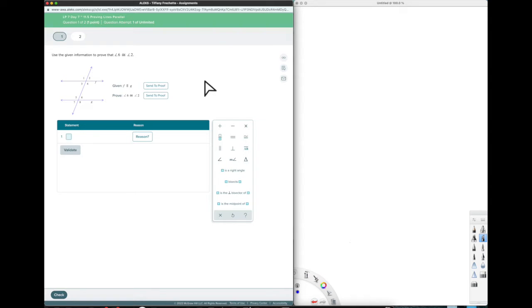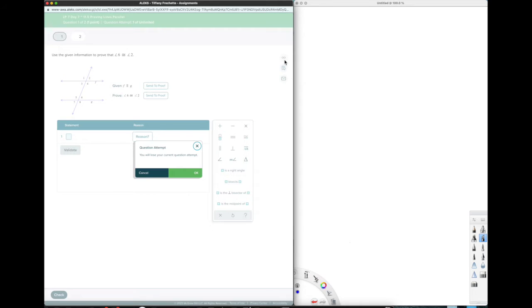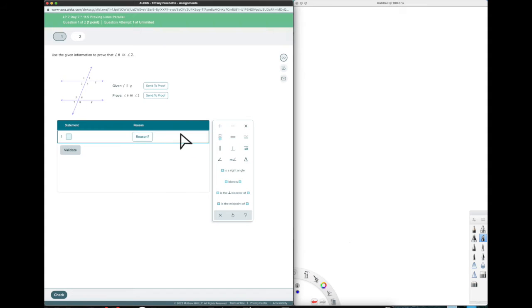All right, on the side, we always have three resources. We have explanation. Explanation tells us that we're going to lose our current question attempt, because it's going to give us the answer to this exact problem. So it's not going to give you the answers unless you come type them in.